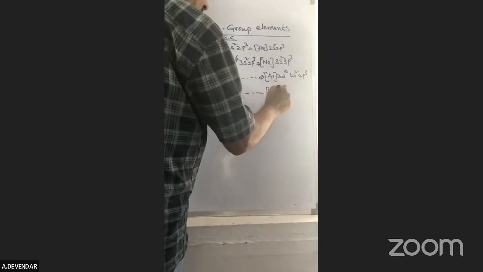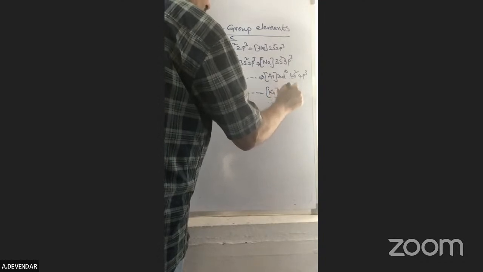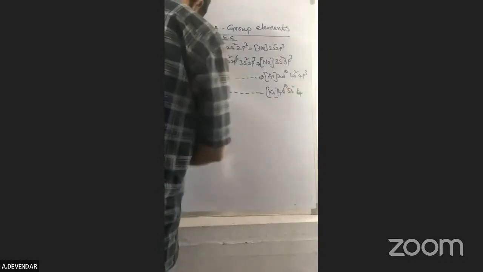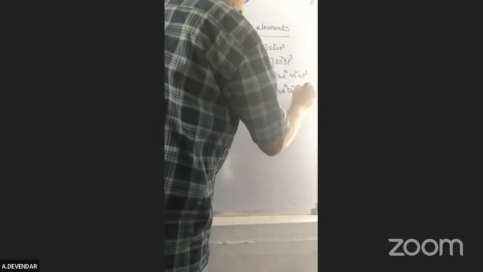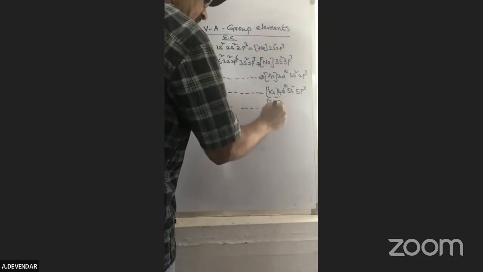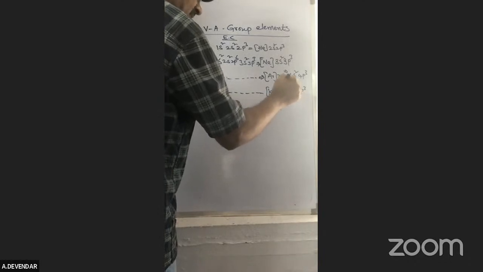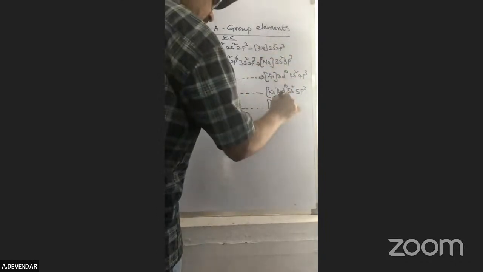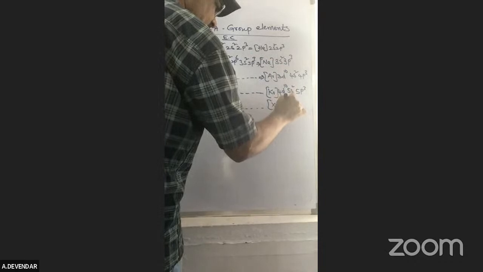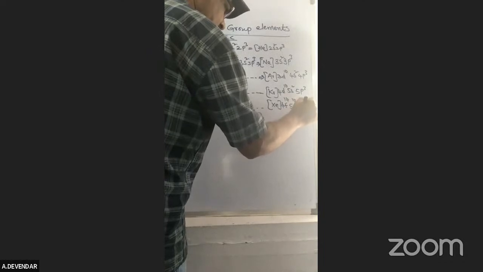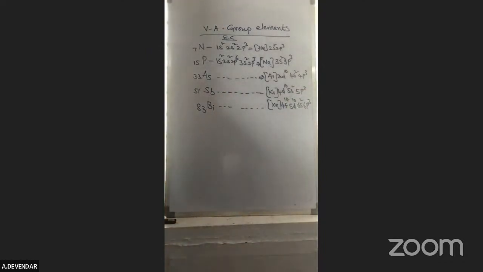Similarly, antimony: krypton 4d10, 5s2, and 5p3. Now coming to bismuth, it is xenon. Now 6s2, the 6th orbital s orbital is coming, which means f orbital is definitely present. So 4f14, 5d10, 6s2, and 6p3. This is regarding the electronic configuration.